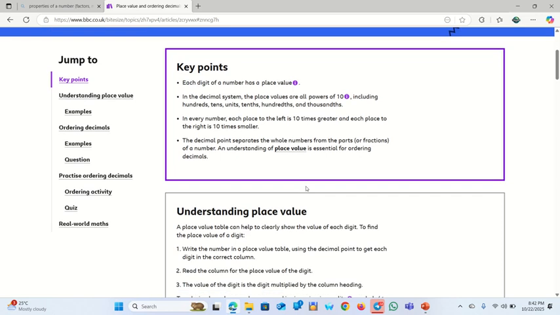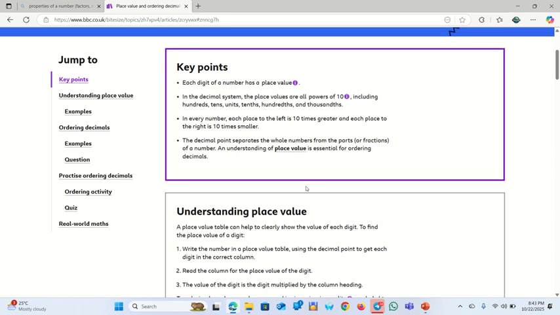So what are going to be our key points today? Each digit of a number has a place value. In the decimal system, the place values are powers of 10, including hundreds, tens, units, tenths, hundredths, and thousandths. In every number, each place to the left is 10 times greater, and each place to the right is 10 times smaller. The decimal point separates the whole number from the fraction part of a number. An understanding of place value is essential for ordering decimals.